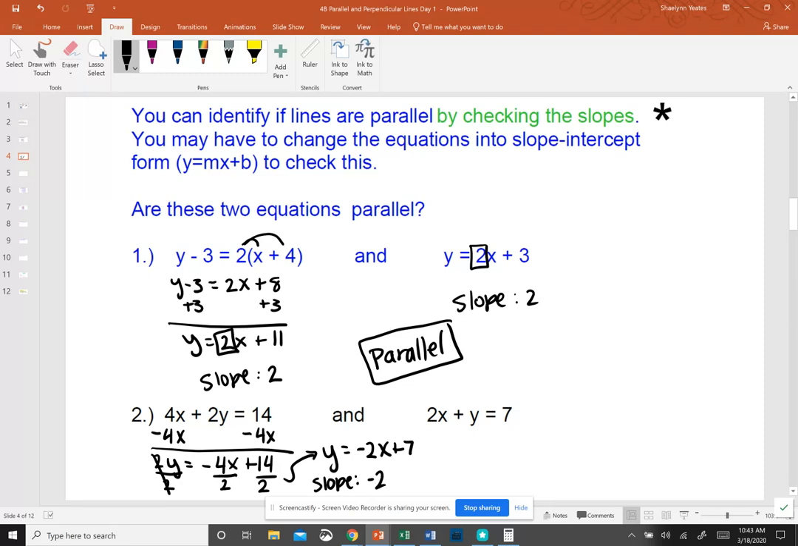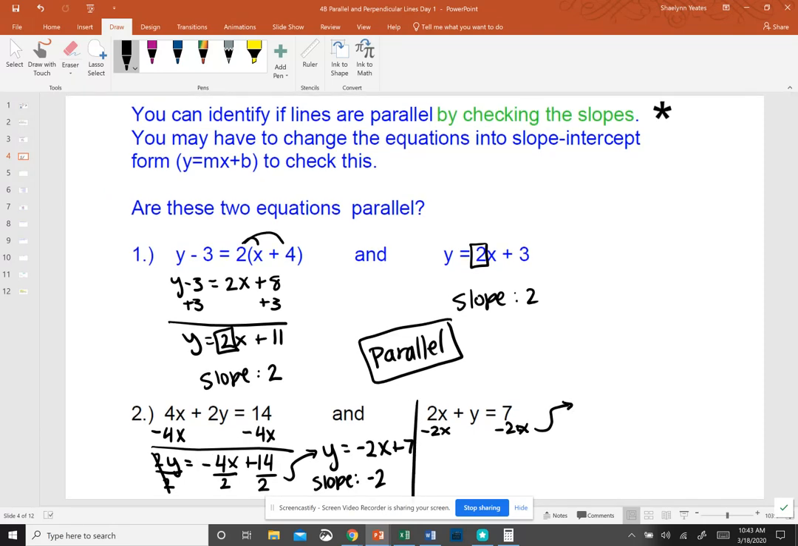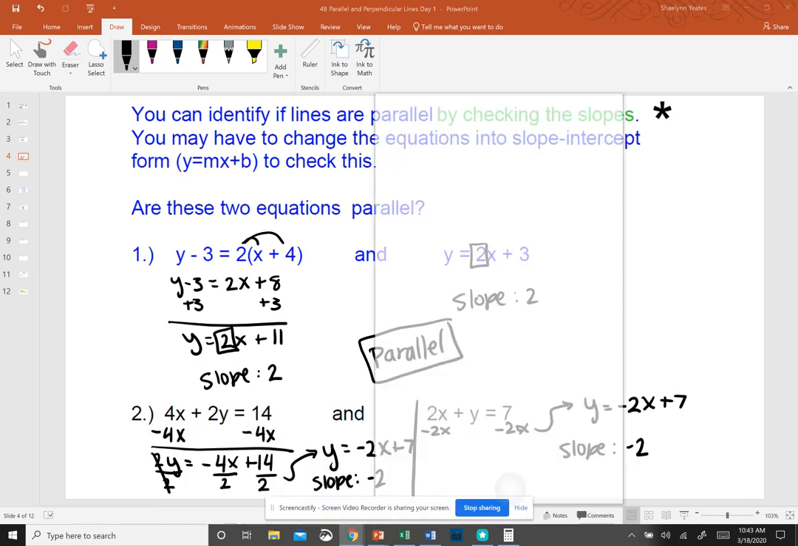So let's check out this other one. The first thing and only thing I have to do on this one is subtract the 2x from both sides. I'm going to do my work over here, so it's very obviously not part of that problem. I'm going to subtract 2x, and I get y equals negative 2x plus 7. And my slope, again, is negative 2. Now, I want you guys, before I tell you, decide: is this parallel or not? You make the decision.